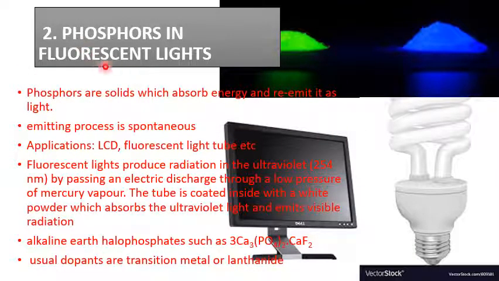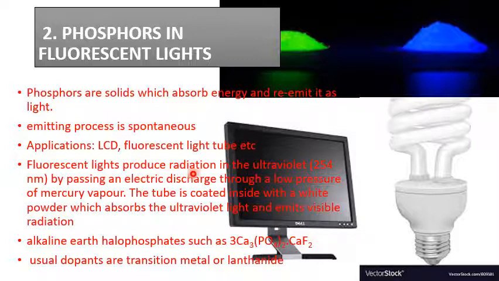This is the second topic, that is phosphors in fluorescent light. Phosphors are solids which absorb energy and re-emit it as light, mainly visible light. The emitting process is spontaneous. In the laser it was stimulated emission also, but here all the emitting process is spontaneous. Phosphors are used in LCDs, fluorescent light tubes, etc.